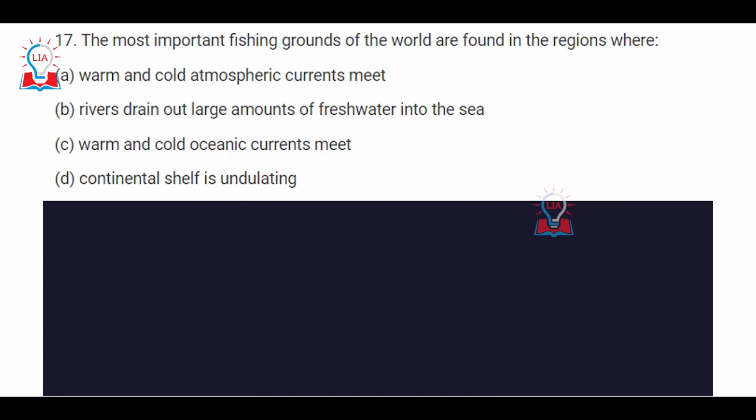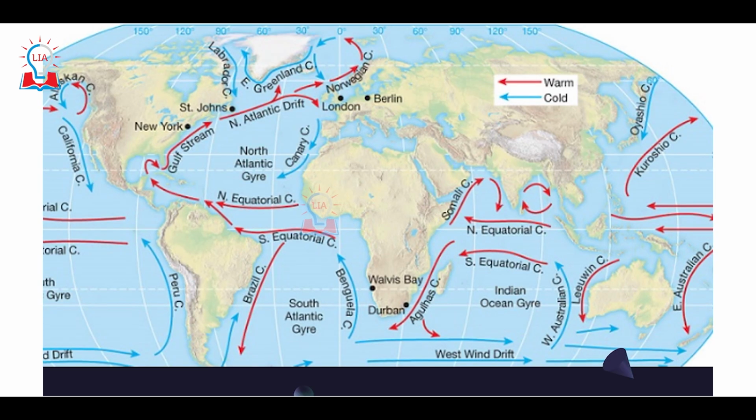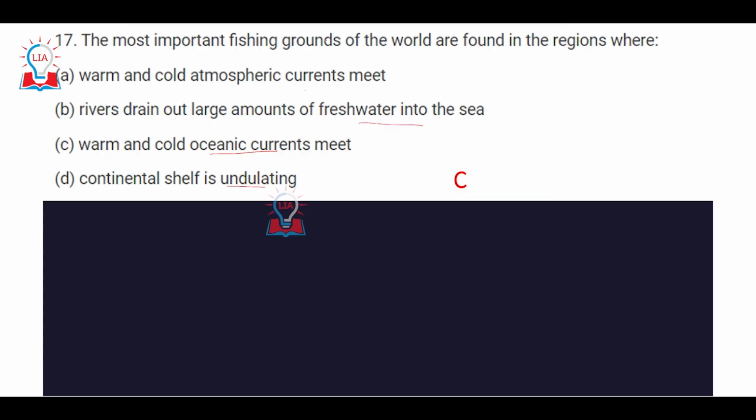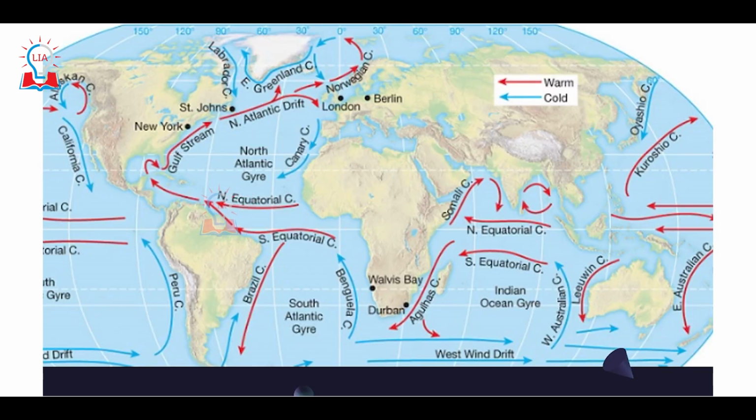The next question is that the most important fishing grounds of the world are found in the regions where which of the following happens? Warm and cold atmospheric currents meet, rivers drain out a large amount of fresh water into the sea, warm and cold oceanic currents meet, or the continental shelf is undulating. If you take a look at the map of the world, the best fishing grounds of the world are found where warm and cold oceanic currents meet. For example, in the Newfoundland region near the Canadian coast, where we have the meeting of the cold Labrador current and the warm Gulf Stream, this is a very rich and fertile fishing ground.